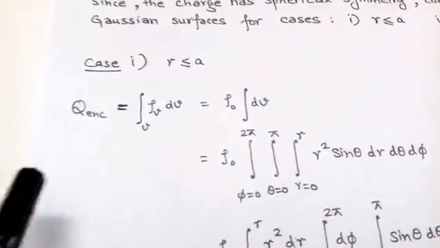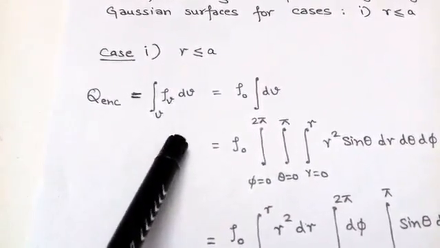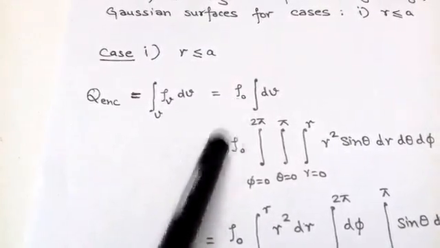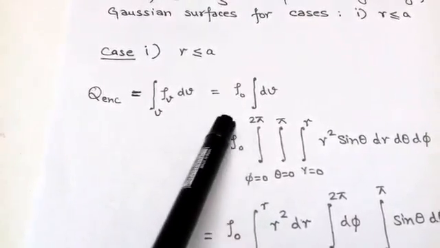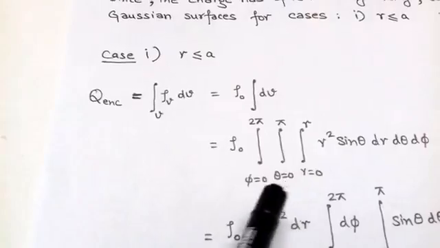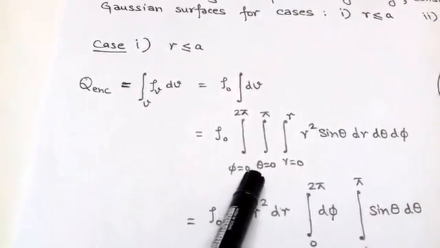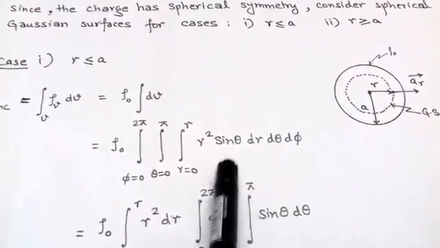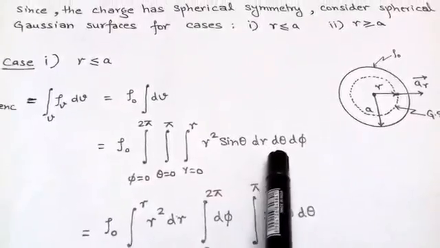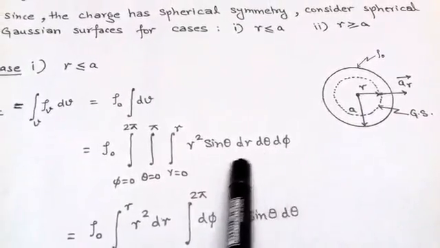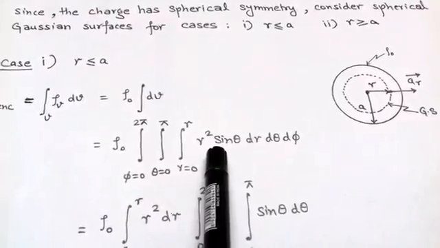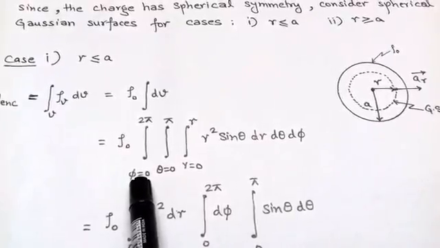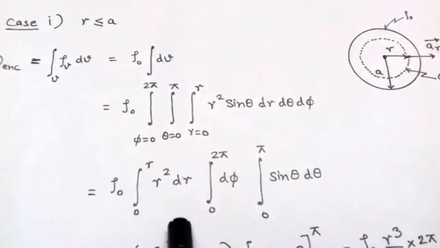Now, according to Gauss's law, Q enclosed equals the integral of rho v dv. Rho v is the volume charge density, and the volume charge density of this sphere is rho naught, which is given. So we get only rho naught times the volume integration of dv. Volume integration dv is a triple integration, and dv in the spherical coordinate system is r squared sine theta dr d theta d phi. So here we take a triple integration, first with respect to r, second with respect to theta, and third with respect to phi.